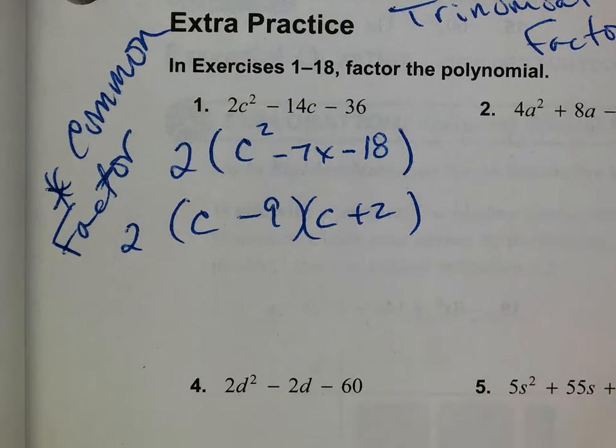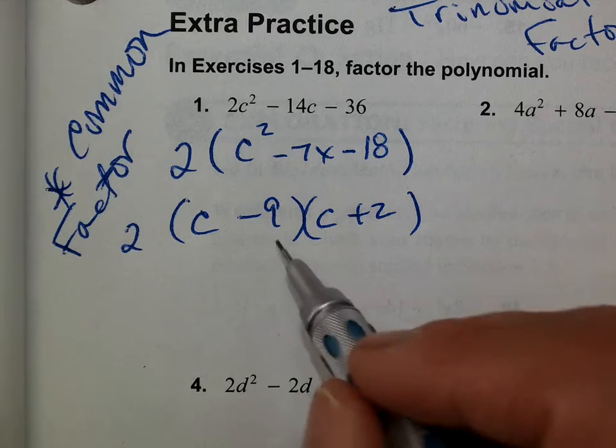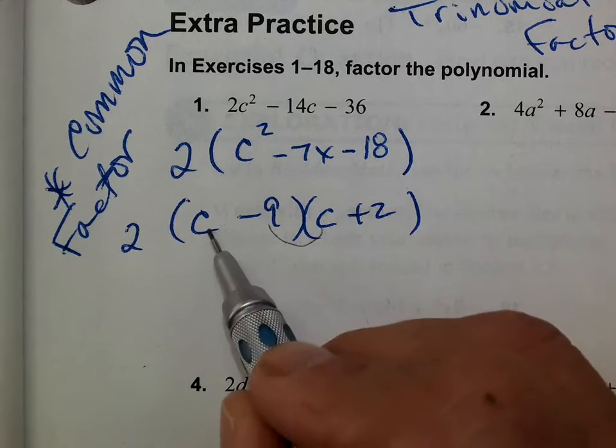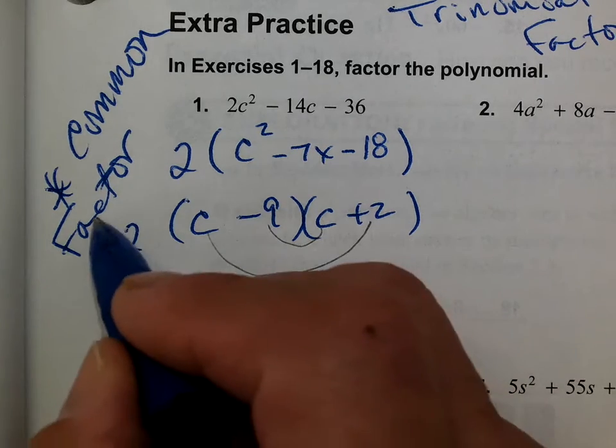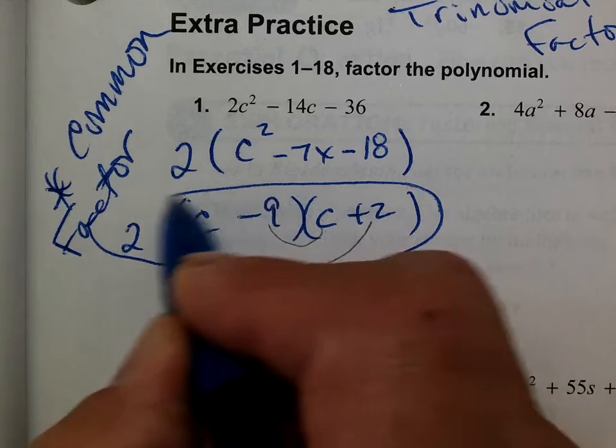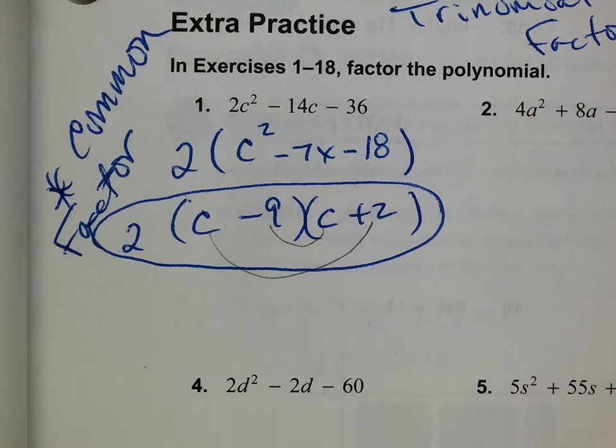Now you could still do the double smiley. You could check your middle term, but it should work, right? Negative 9c, positive 2c will make a negative 7c. So with the 2, don't forget the 2, that's my factored answer. Okay? All right? Am I doing okay?